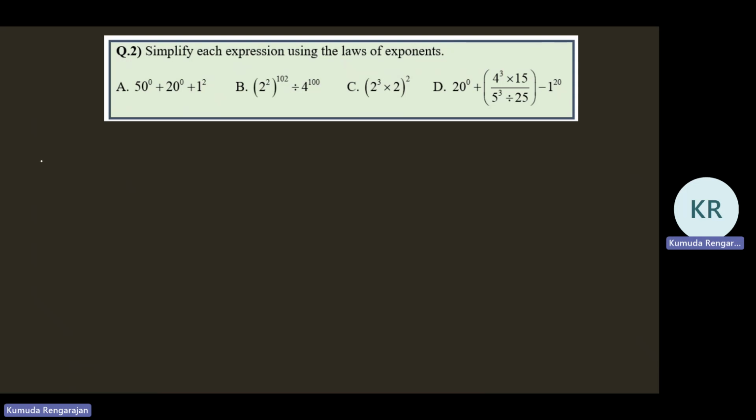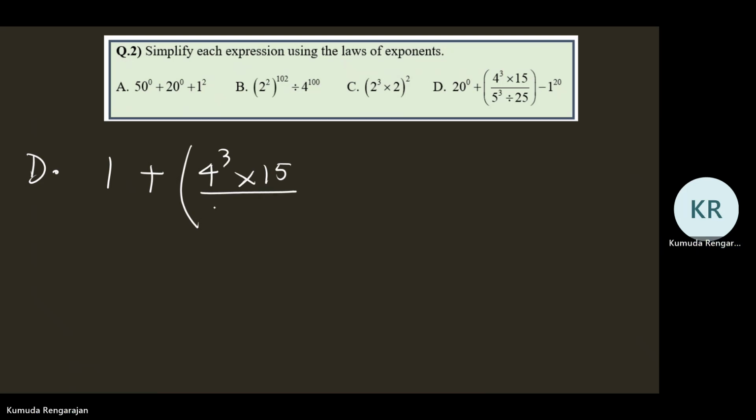Okay. So D is 20 to the power 0 is 1 plus 4 cubed into 15 divided by, what is 5 cubed? 125 divided by 25 minus 1 raised to the power 20. 1 into 1 into 1 into 1 into 1, 20 times. What's the answer? 1. It's not 20. It's 1, because 1 is multiplied with it 20 times.